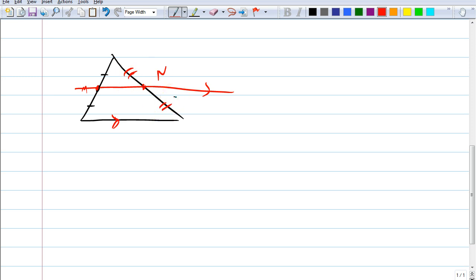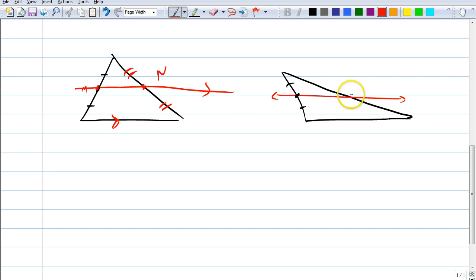It happens always. You give me any triangle. Let's do an obtuse triangle. Is it only for triangles? Yes, only for triangles. Here's an obtuse triangle, and here's the midpoint right here, so this segment is equal to this. I draw a line parallel to the base through this midpoint. If I did that, guess what? This is always going to be the midpoint. It's always true. Does it have to be an obtuse triangle? No, any triangle.